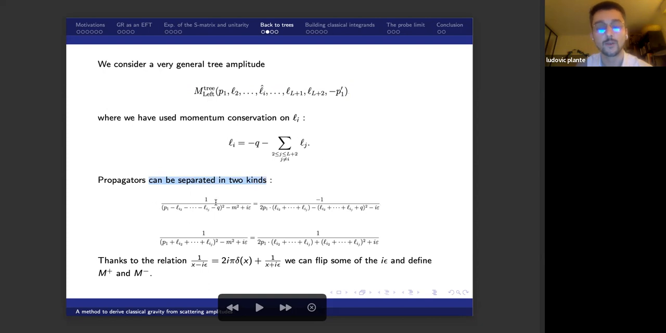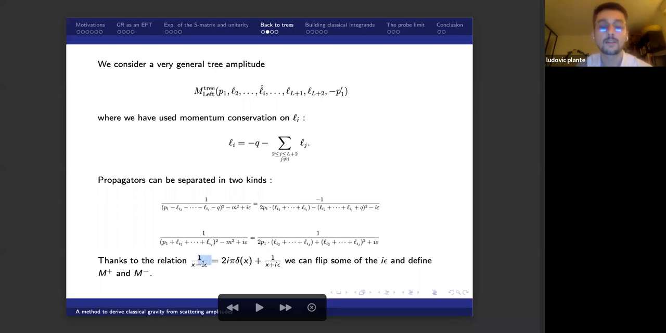Doing that, you can classify your propagators in 2 kinds. So you have the propagators that have L_i in them, so you express L_i like this. So your propagator is typically like (P1 minus some momenta) squared. If you expand the square, you get 2 P1 dot some momenta minus i epsilon. And if you don't have L_i in your propagators, you get P1 plus some graviton momenta, so you get typically 2 P1 dot some graviton momenta plus i epsilon. So you see here that the i epsilon prescription seems different, considering P1 dot L minus i epsilon or P1 dot L plus i epsilon.